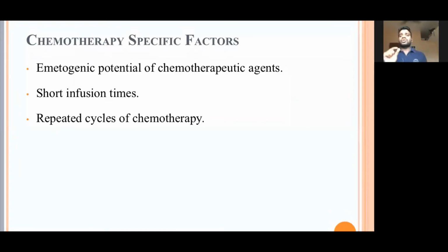And then short infusion time. Most chemotherapy has a long infusion time. They dilute the drug and infuse it over a long period of time just to make the patient tolerate it better. But some drugs which are infused for a very short period of time have high emetogenicity. They can induce nausea and vomiting to a high level. Then repeated cycles of chemotherapy. If the cycles of chemotherapy are repeated frequently, it has high emetogenicity again.